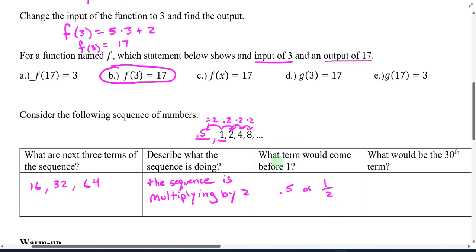So you have to think about what would come before that first term. And that first number that you see in the sequence, that is always the first term. And in this case, it is 1. So going backwards in the sequence would require us to do the opposite of what made it go forward.